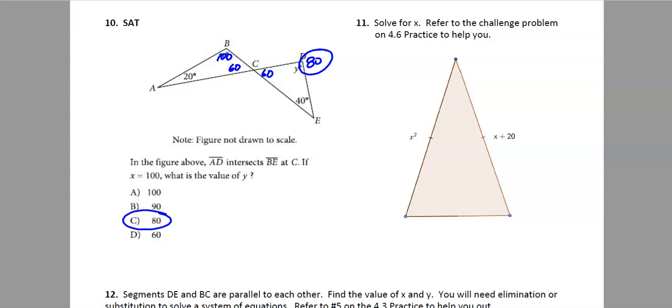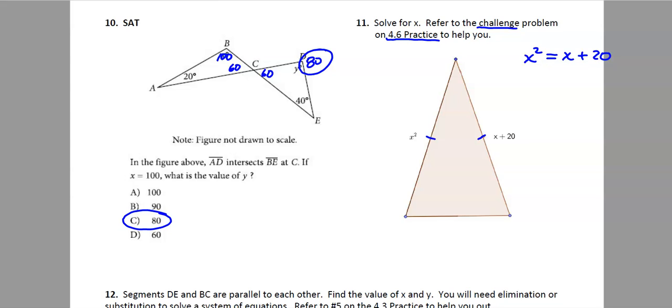All right. Now, algebra problem. And this was on the 4-6 practice on the challenge problem, if you want to go back and get a look at it. But I see these little tick marks, so that means these sides are equal. So that means that x squared equals x plus 20. Now, this is a quadratic. You can't just get x by itself and solve it.